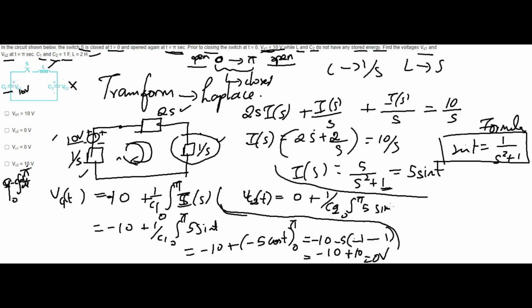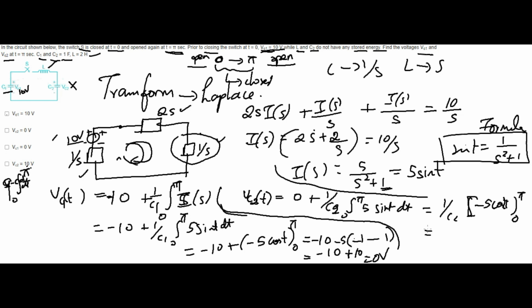5 sin t dt. Here I forgot to mention the dt. So it will be equal to 1 by c2 into integral. If you integrate this, you get minus 5 cos t from 0 to pi, is it right? So that is equal to 1 by c1, is it right? Now it is going to be very simple.